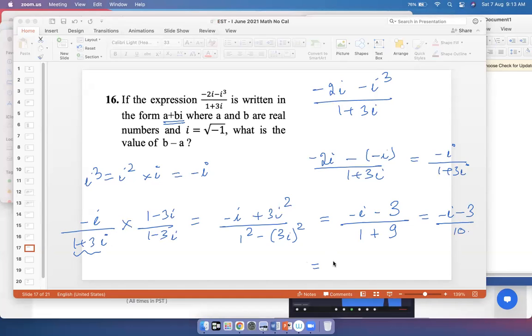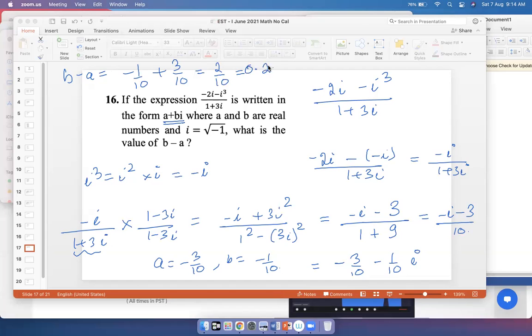So let's write it as a plus bi: minus 3 by 10 minus 1 by 10i. So a plus bi, so a is -3 by 10 and b is -1 by 10. So b minus a will be minus 1 by 10 plus 3 by 10. So that's 2 by 10. So that's 0.2. So this is 0.2, question 16.